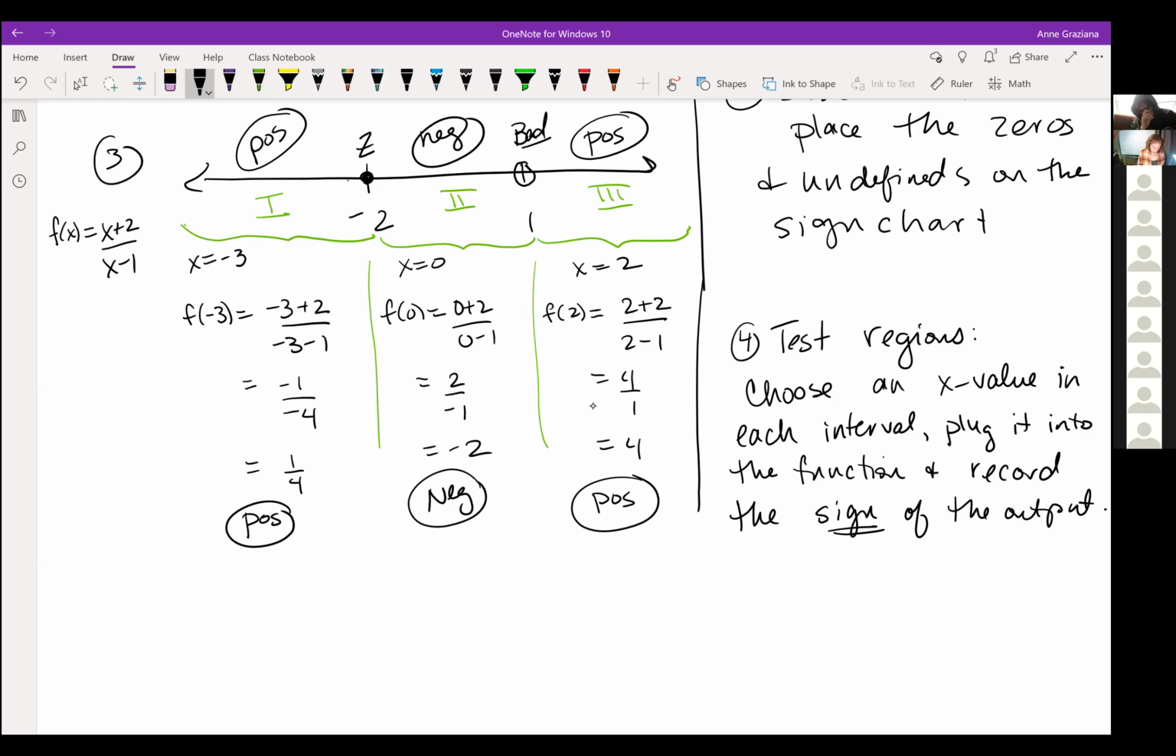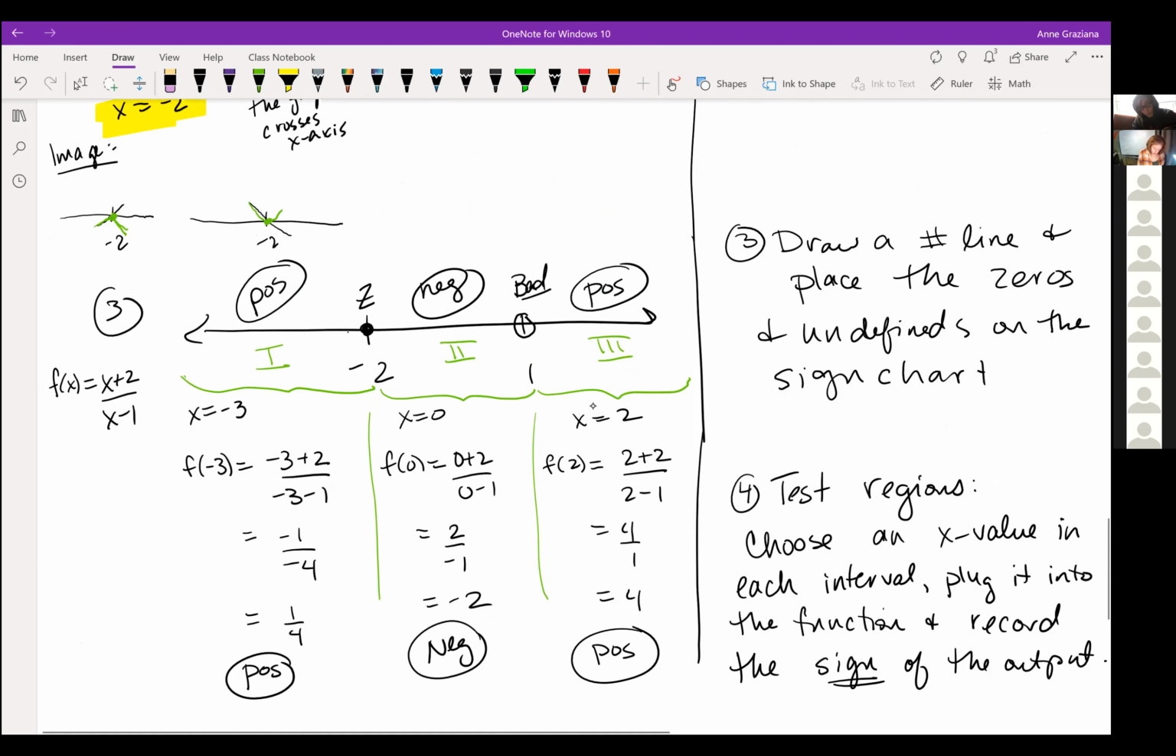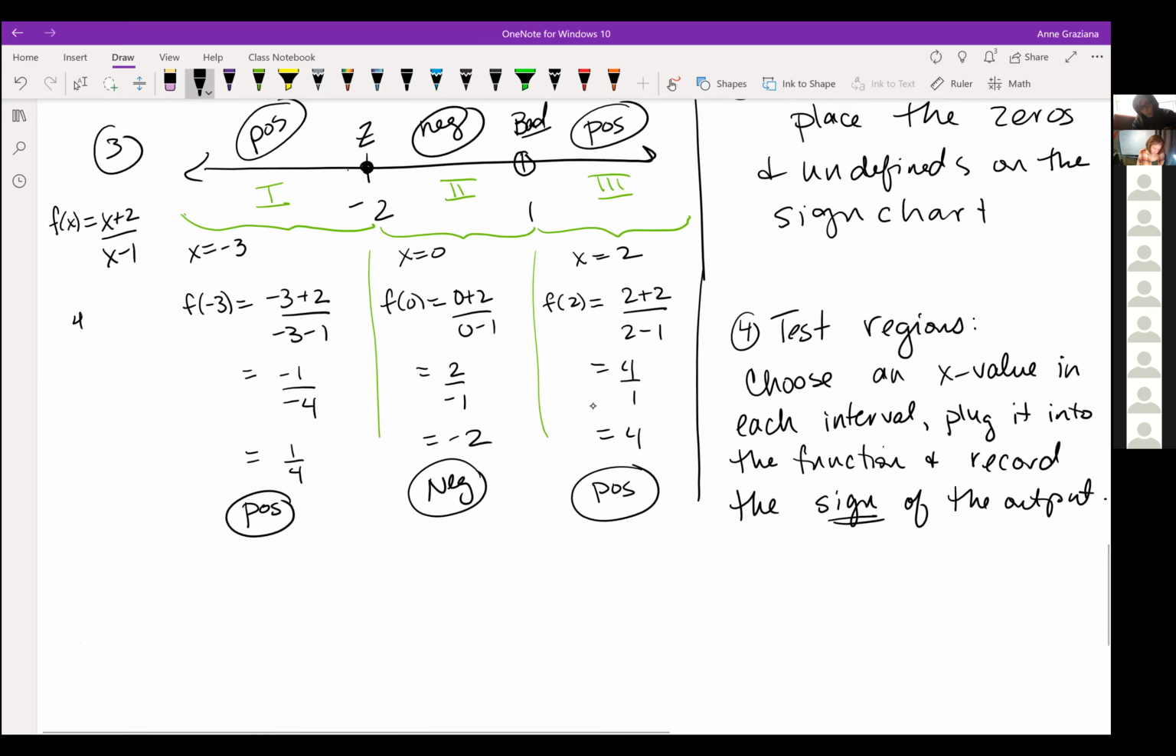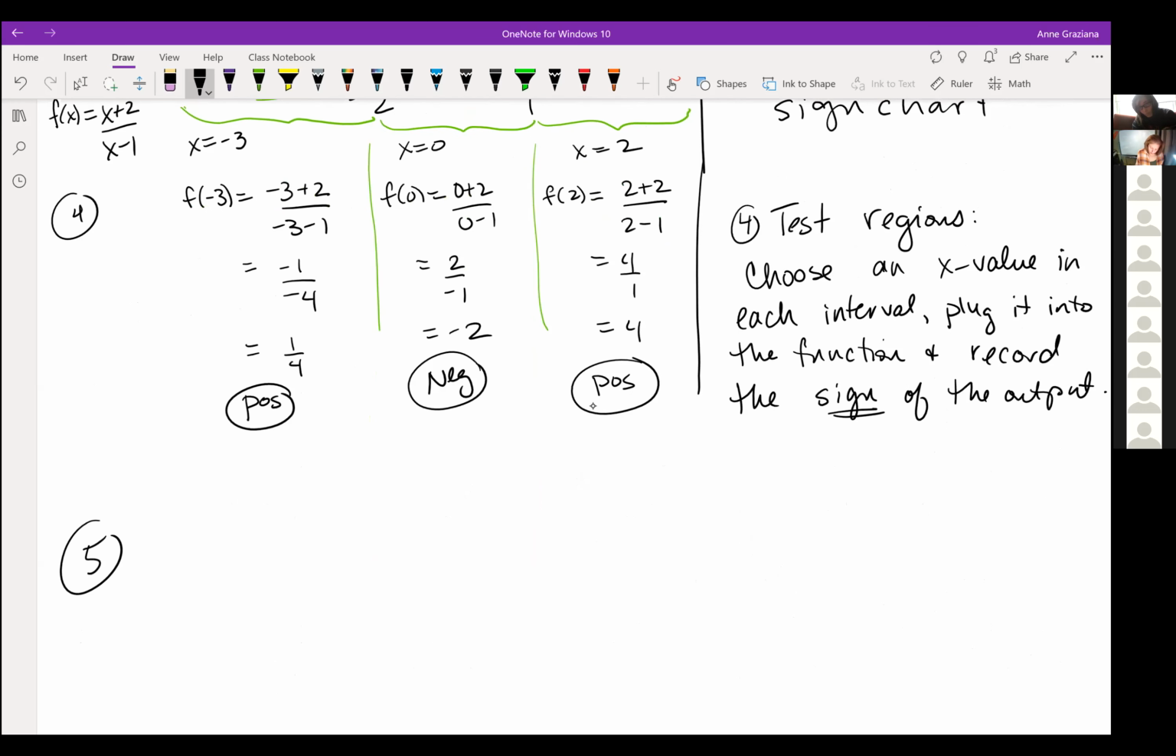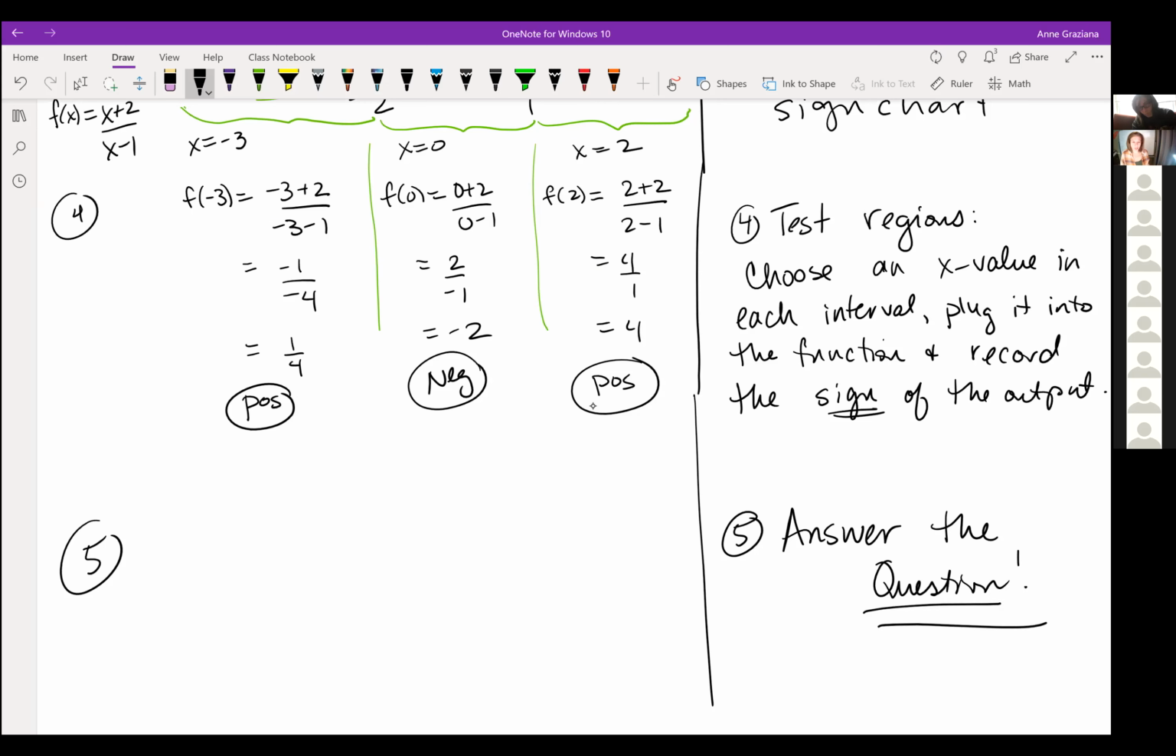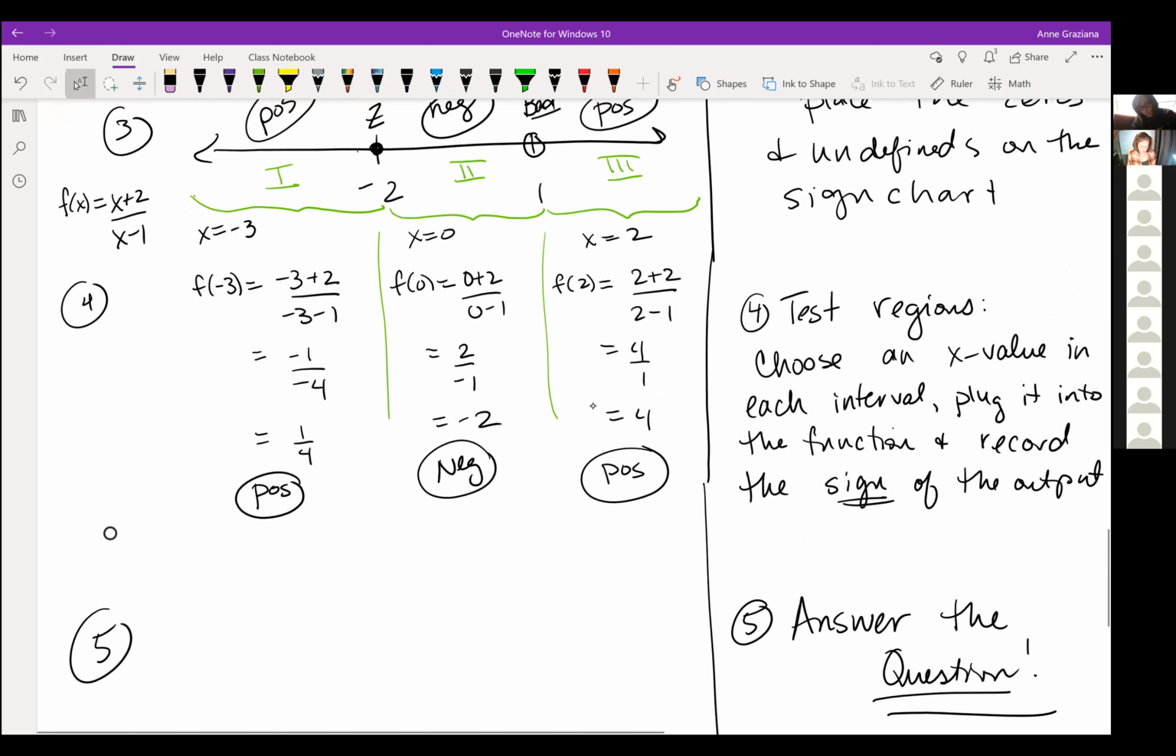Okie dokie. So last step. I'm just numbering stuff, just to try to keep it in order. Last step is answer the question. Okay, so we did all this work to get this sign chart, but so what? What's the purpose here? What's the point of all this?